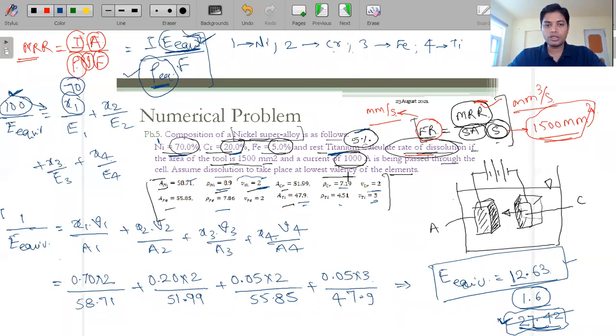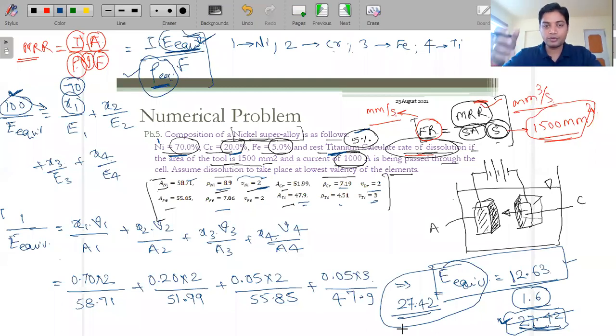Okay, so let's move to the next one. We are considering that this answer of this E equivalent will be equal to 27.42. Yes sir, 27.42 is coming. Okay, great, great, Aman, great.